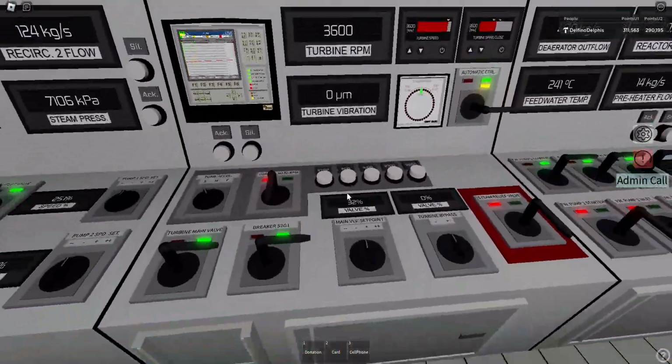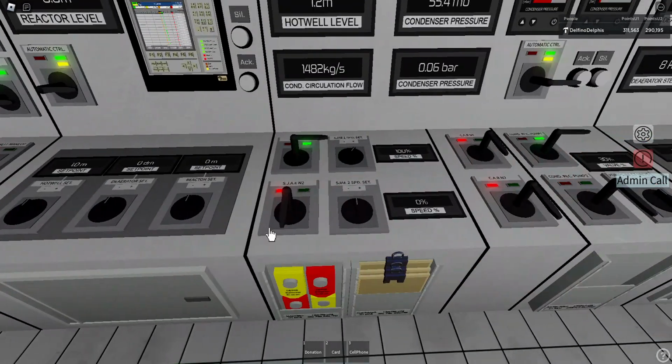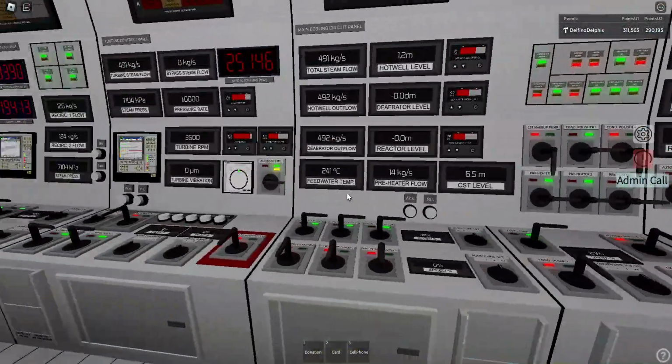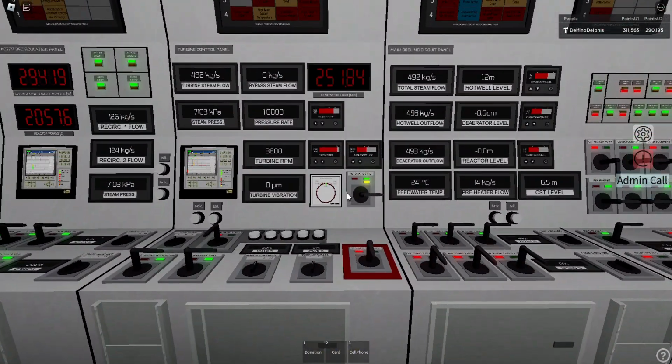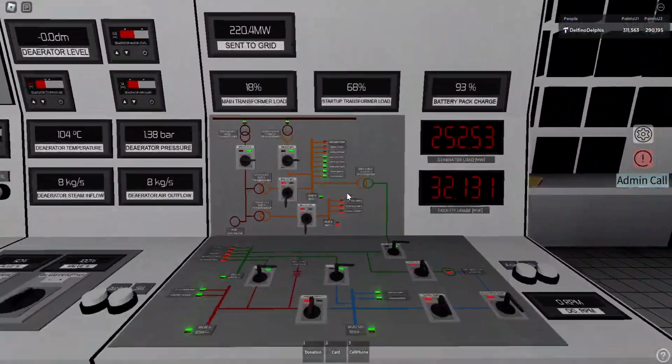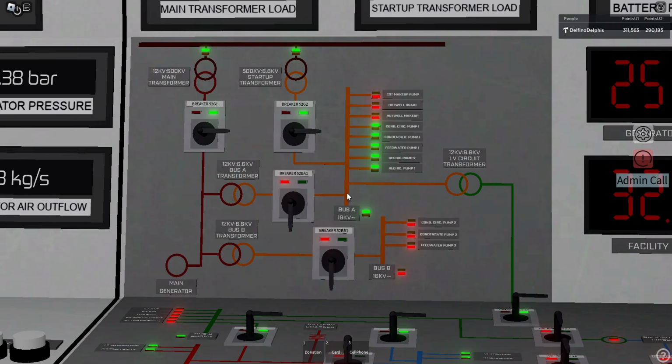So as you can see, I didn't enable those pumps. This one is blinking red. Also this one is blinking red. And this one is blinking red. This is because they are unpowered. You cannot power them before you synchronize the turbine. So let's have a look at the electrical panel. It might be a bit confusing at first, but it's actually pretty simple. So the top line, this is the offsite line. Yes, this is the outside external power line.